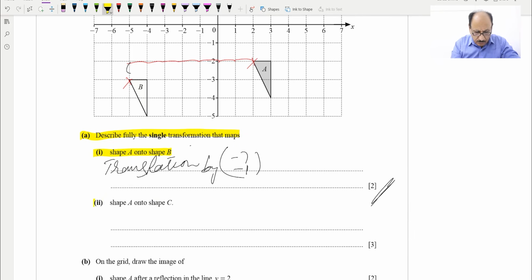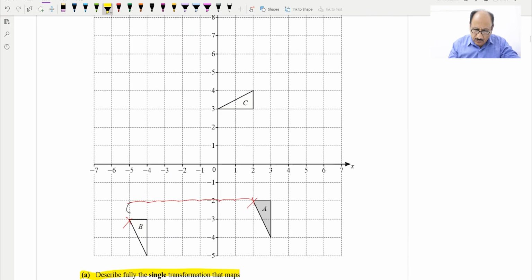Now second part, shape A onto C. A onto C means this is rotated 90 degrees, so we can see this one is rotated clockwise 90 degrees about the point 5 and 1. 5 and 1 will be this one. If we join this with this one and this with this, it will be making an angle of 90 degrees.